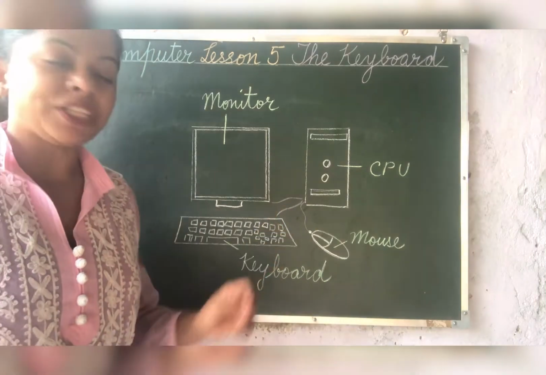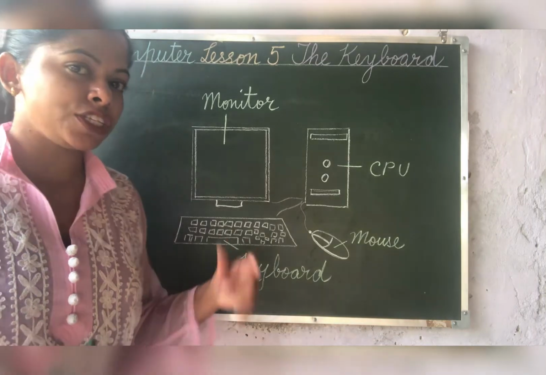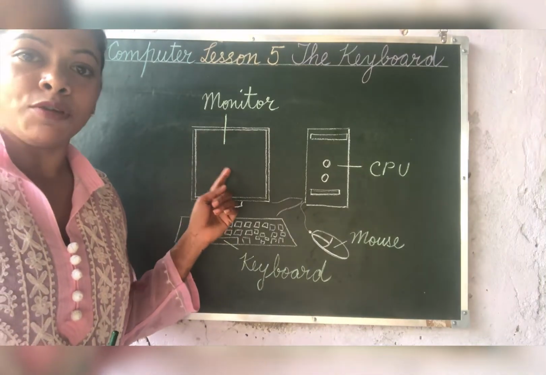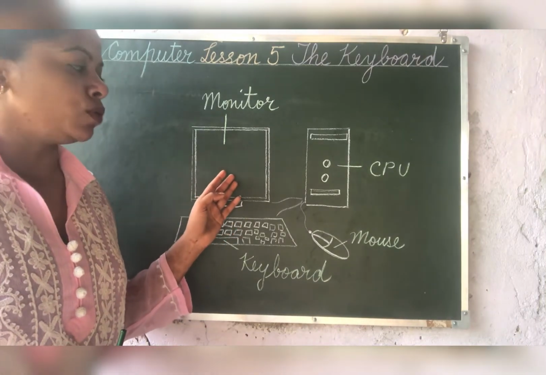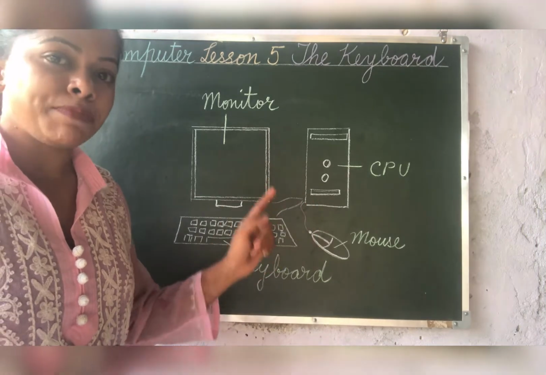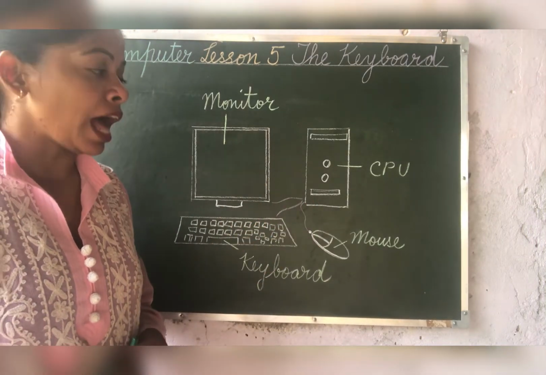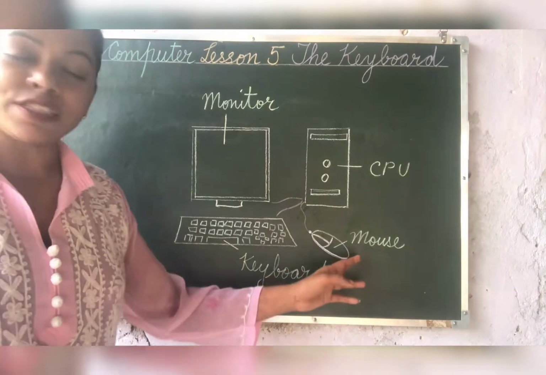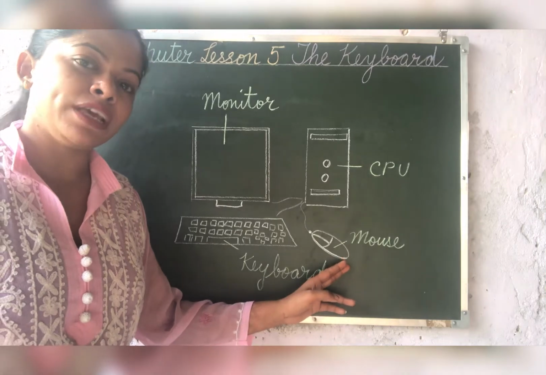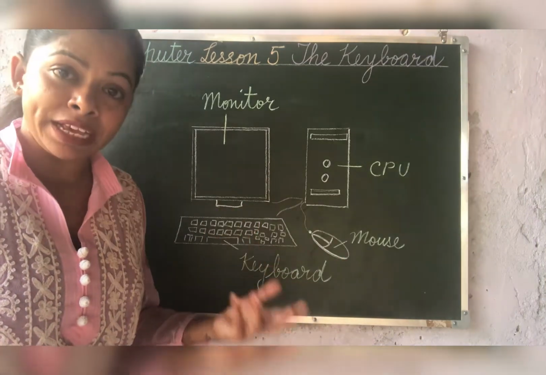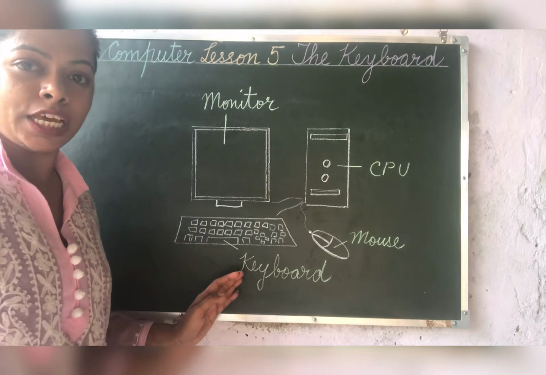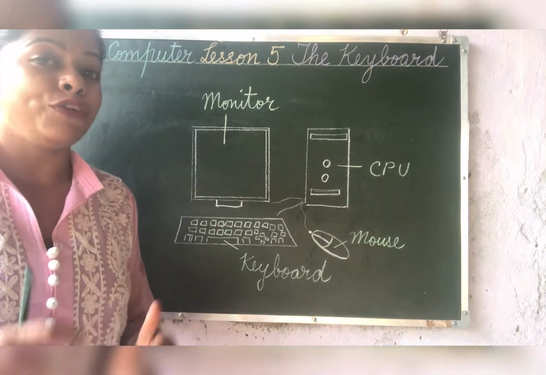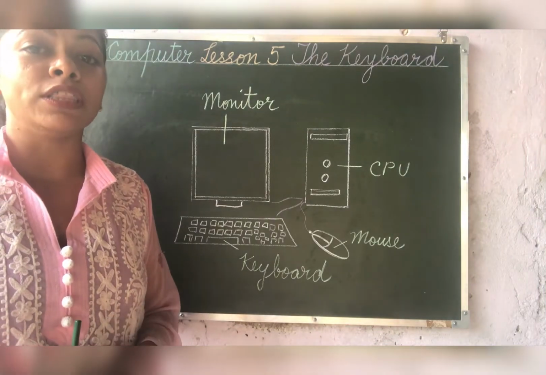Children, this is the picture of computer. As you can see on the board, this is the picture of computer. This is monitor. Monitor is the screen of the computer. This is CPU. CPU is the brain of the computer and full form of CPU is Central Processing Unit. This is mouse. With the help of mouse, children, we select, we draw, we play games on the computer, and this is keyboard. There are many keys on the keyboard and with the help of keyboard we do typing. We type on the computer.